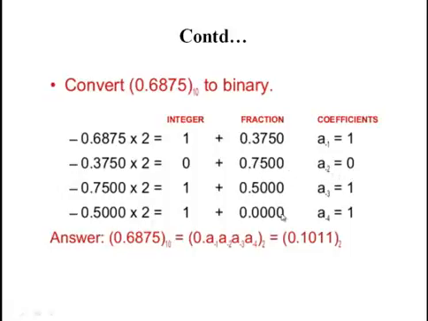So we repeat this for a number of iterations till the fractional part is 0, or we repeat the iterations 2 to 3 times, and we write the coefficients from top to bottom. So the value of 0.6875 is 0.1011.